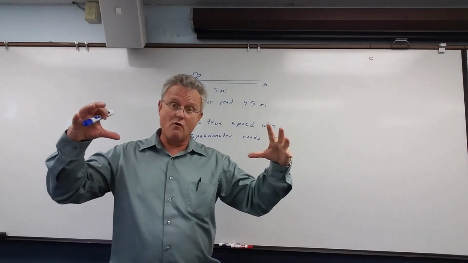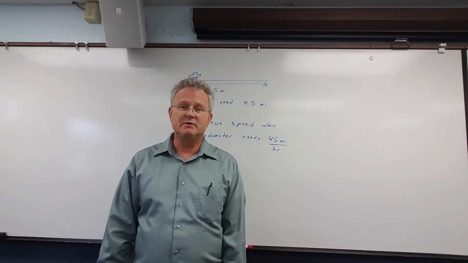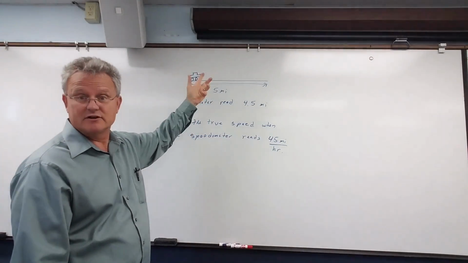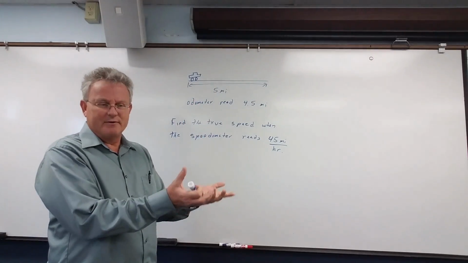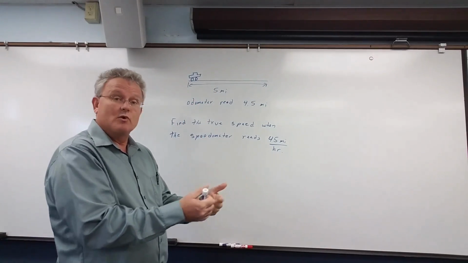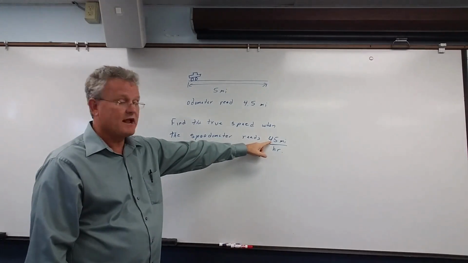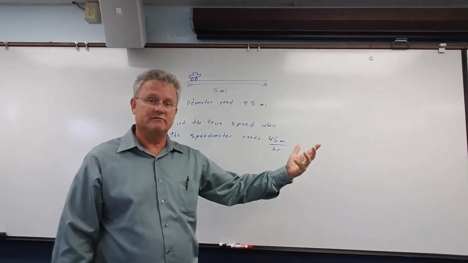But when you get the oversized tires on it, the odometer and the speedometer are going to be off a little bit. So let's say somebody puts oversized tires on their car, and now they want to know, well, what's my actual speed when my speedometer in my car reads 45 miles an hour? What am I actually traveling?